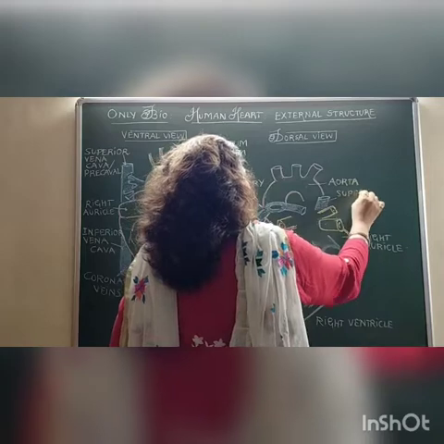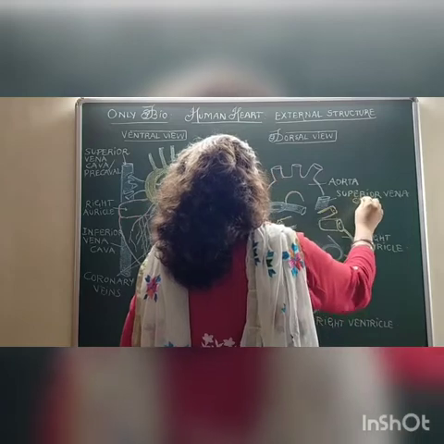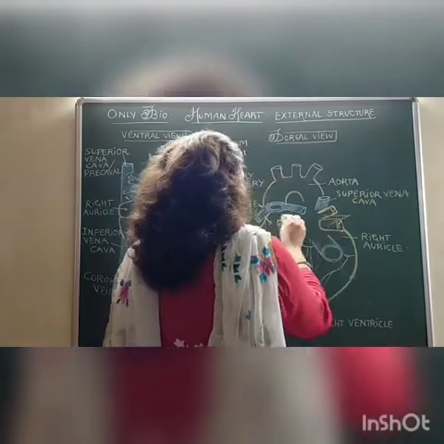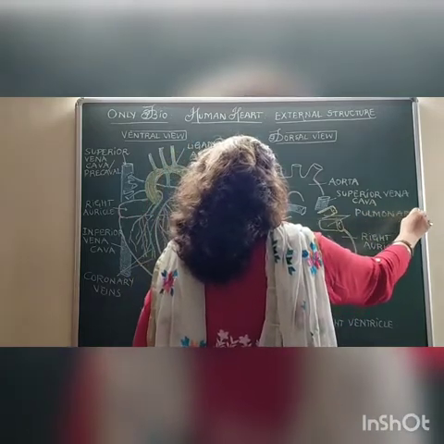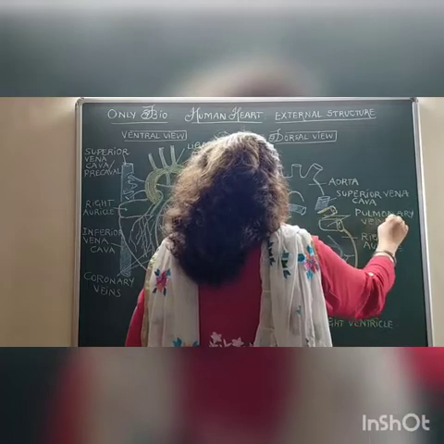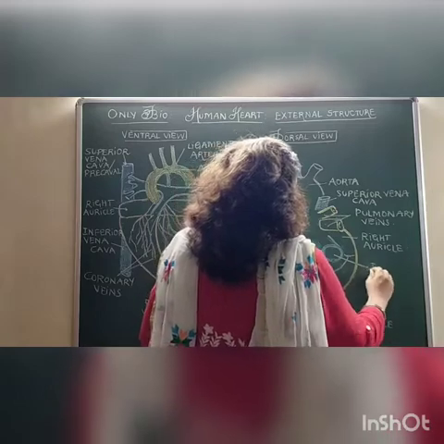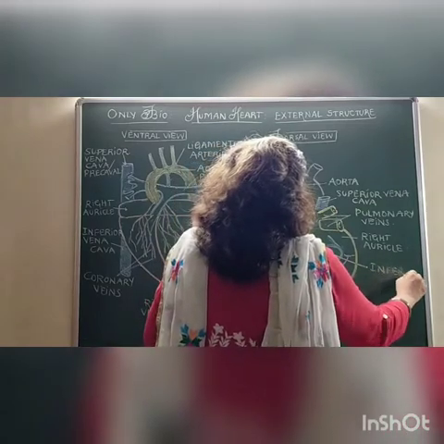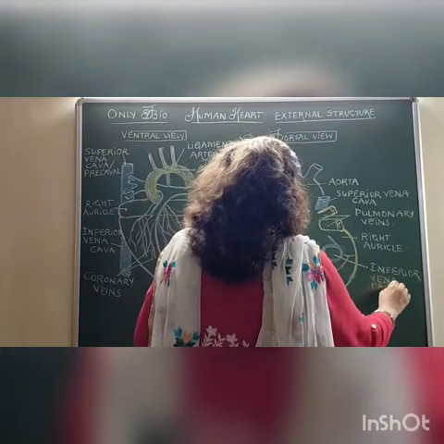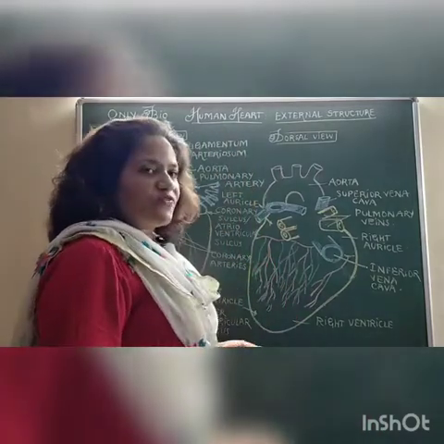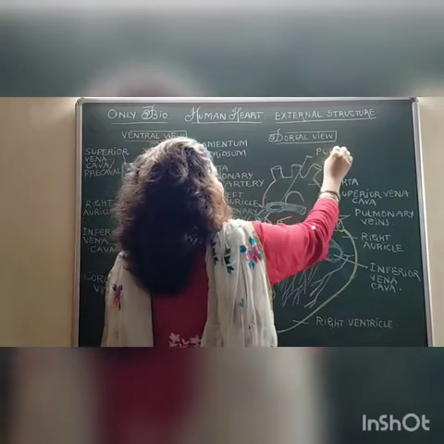This represents the superior vena cava, that is the precaval. These four structures represent the pulmonary veins that bring pure blood from the lungs towards the heart. This represents the inferior vena cava, that is the postcaval vein that collects impure blood from all the parts of the body below the heart. This is going to be the pulmonary artery.